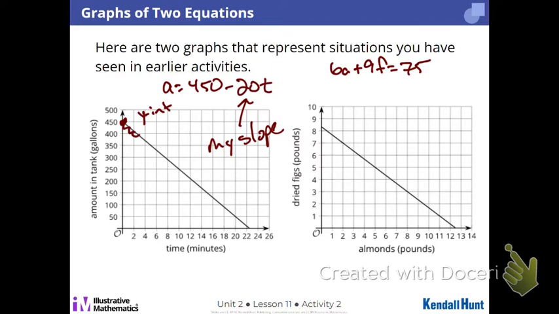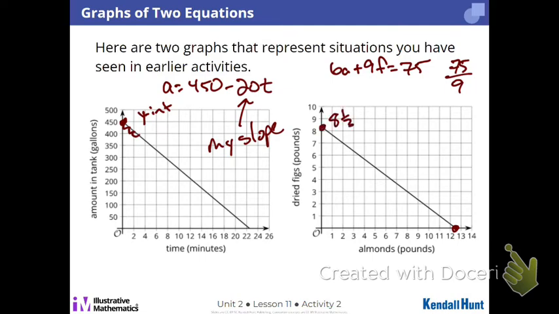Zero figs. If we have 0 figs, how many almonds can we buy? 75 divided by 6, which is right here. 12 and a half. So that is what we can see from the equation. If we're going to buy only figs, I've got $75 to buy $9-a-pound figs. How many figs can I buy?